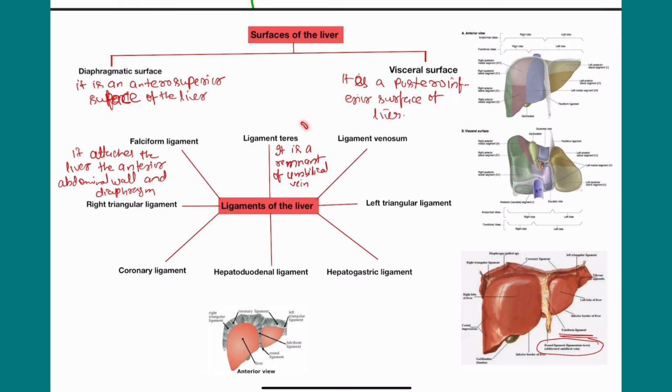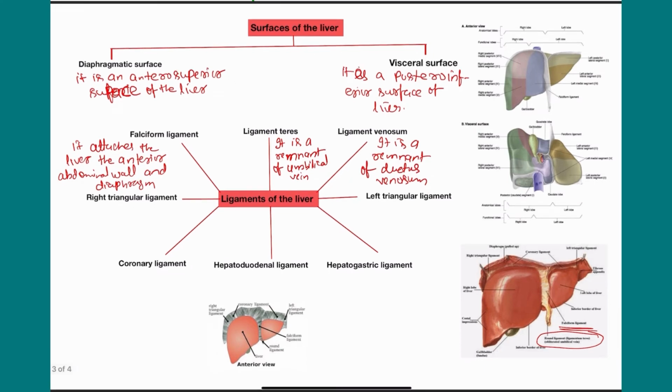So please learn this. Ligamentum teres is the remnant of the umbilical vein, and ligamentum venosum is the remnant of the ductus venosum. So I will write here, it is a remnant of ductus venosum. Please learn this, because in examination he will ask which it is a remnant of.